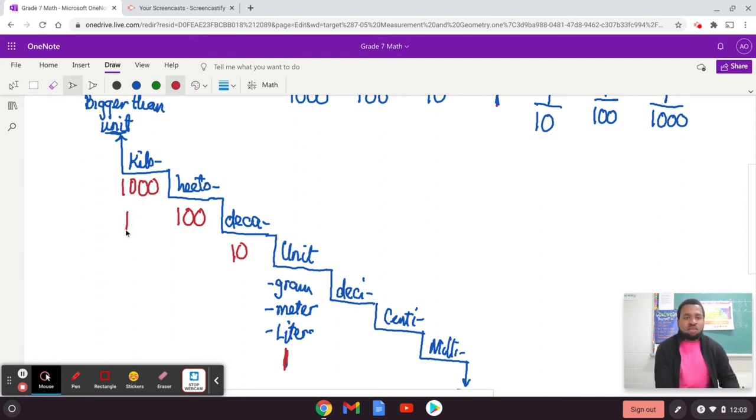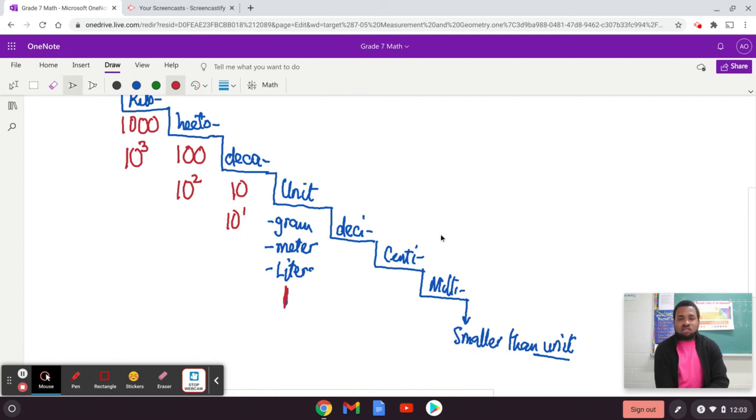Anything to the power of 3 shows that we have 3 zeros that come after it. So in this case, 1000 is written as 10 to the power of 3. 2 zeros is 10 to the power of 2. 1 zero is 10 to the power of 1. And on the other side, when we are going smaller than our unit, deci is 10 times smaller than our unit, which is written as 1/10. The other one here is centi, which means that it is 100 times smaller than our unit. And finally, milli is 1000 times smaller than our unit.